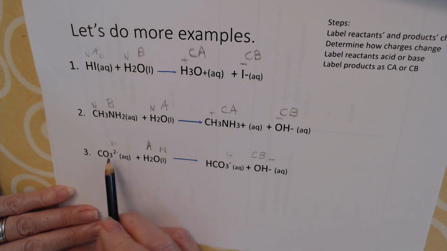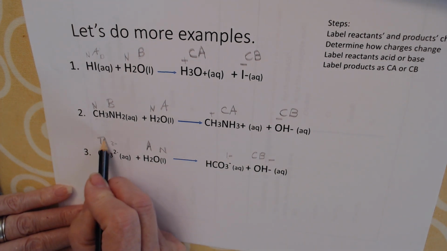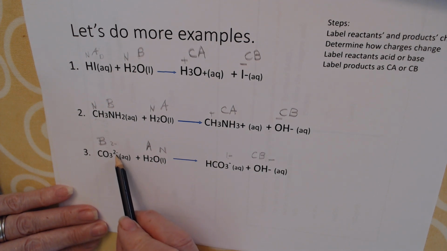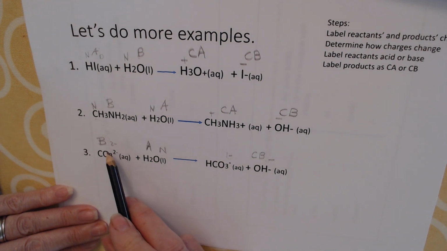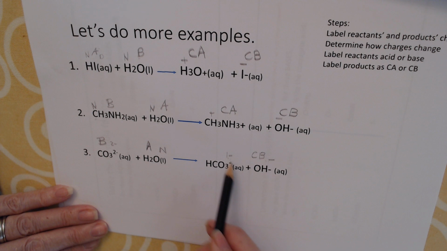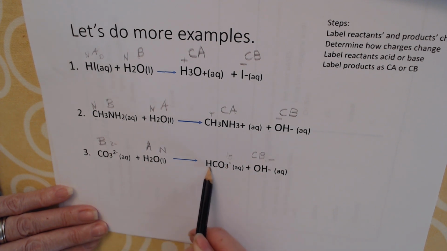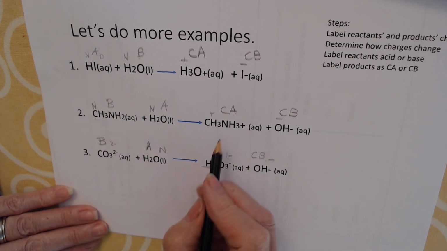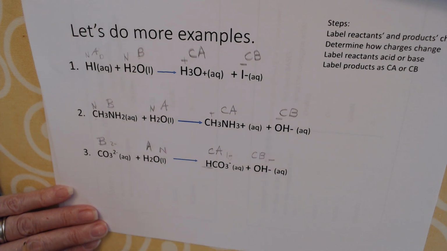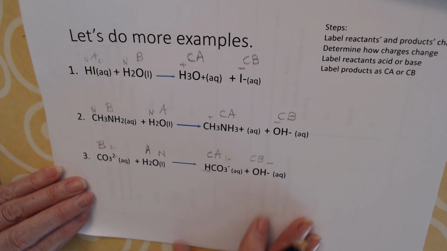Okay. Now, so this must be a base, right? I'm going to write in B, but let's see what it did. It went from 2 minus to 1 minus. Bases accept. All right. And that makes sense that he became more positive. Even though he's still overall negative, he became more positive. So he did accept this hydrogen ion on him. And therefore, he is a conjugate acid. Strangely enough, he is a conjugate acid. Okay. So there we have that.